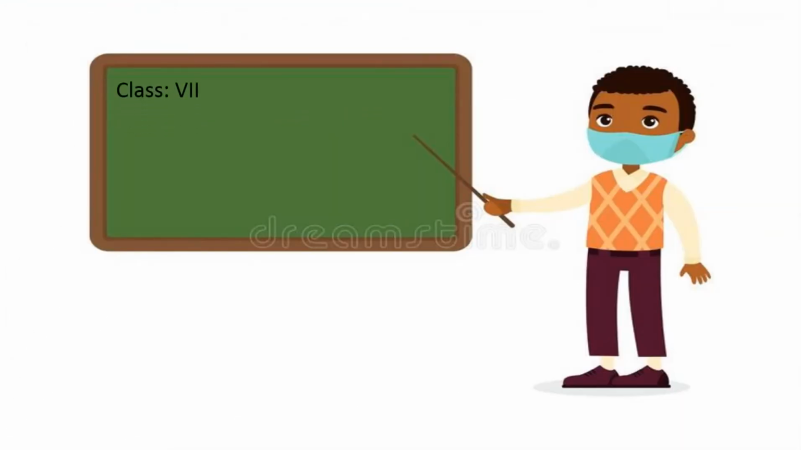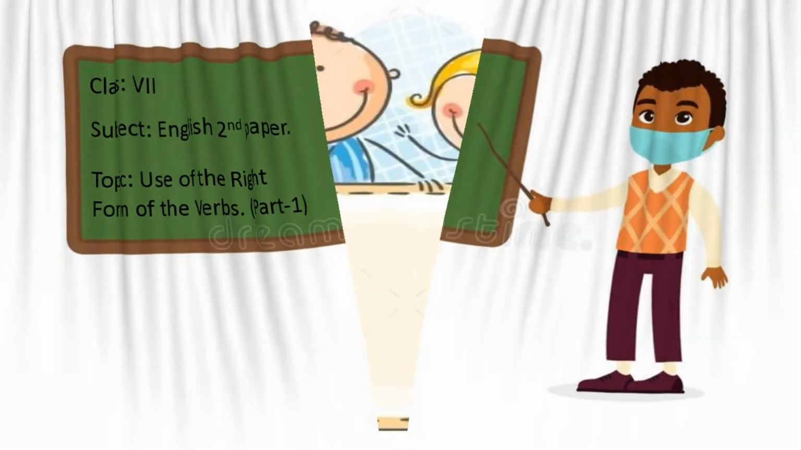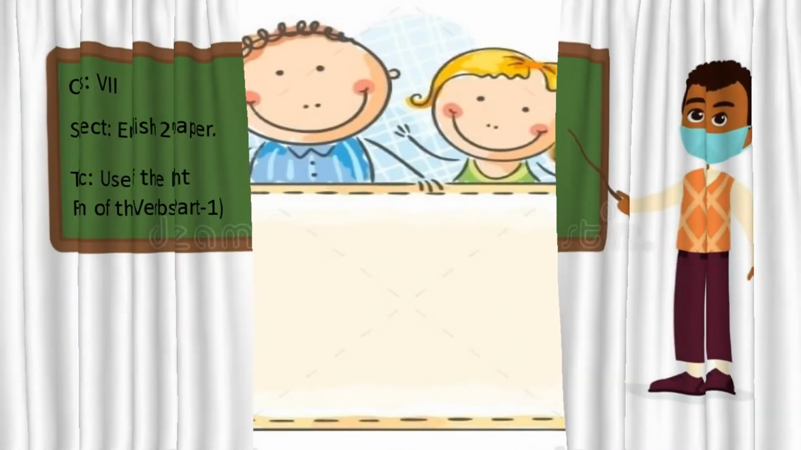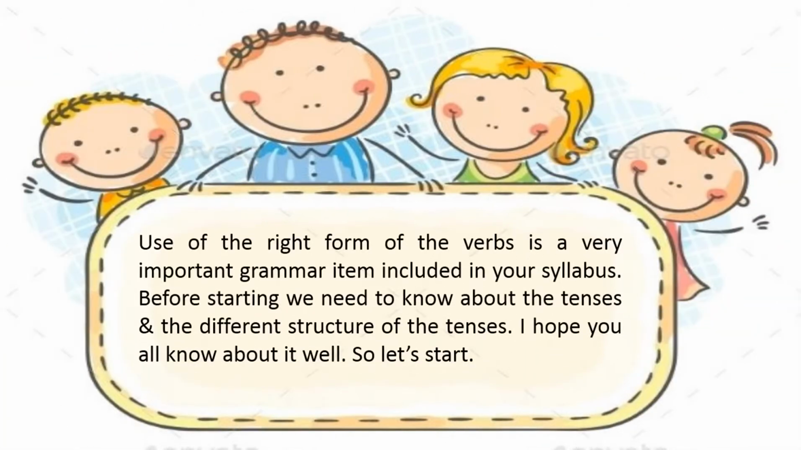This class is for class 7, subject English second paper, topic: use of the right form of the verbs. That is part 1. So welcome to my class. Use of the right form of the verbs is a very important grammar item that is included in your syllabus. Before starting, we need to know about the tenses and the different structures of the tenses. I hope you all know about it very well. So let's start.